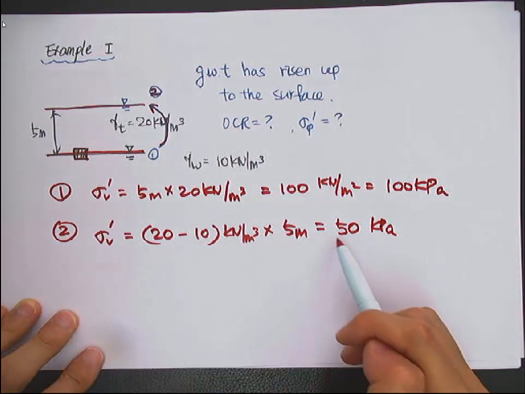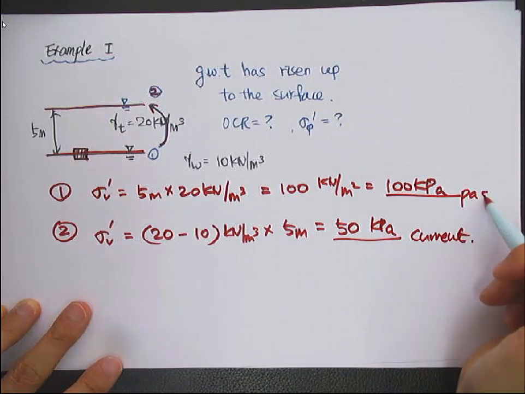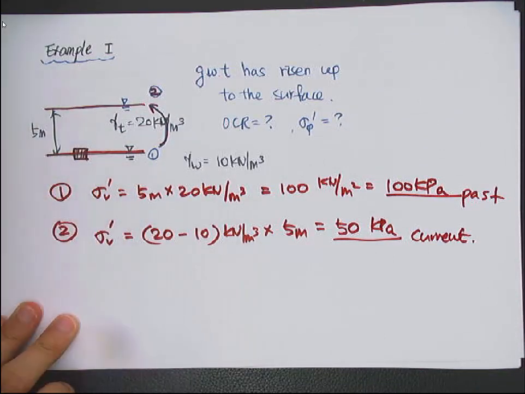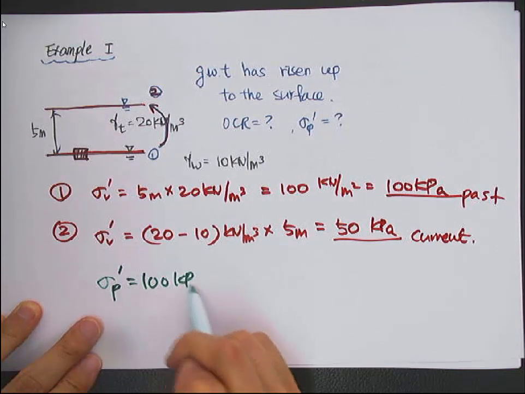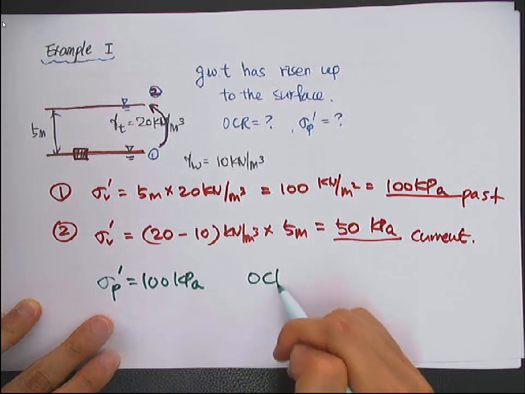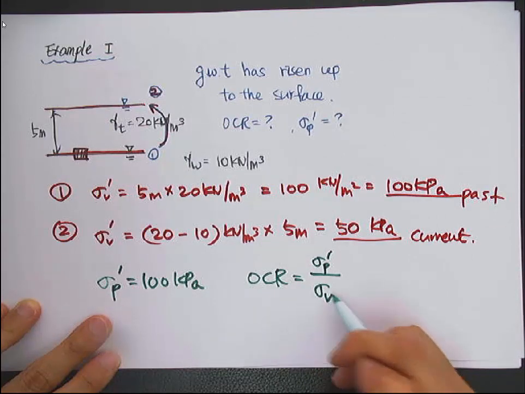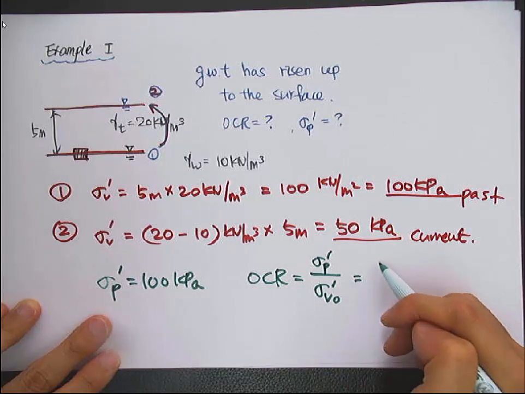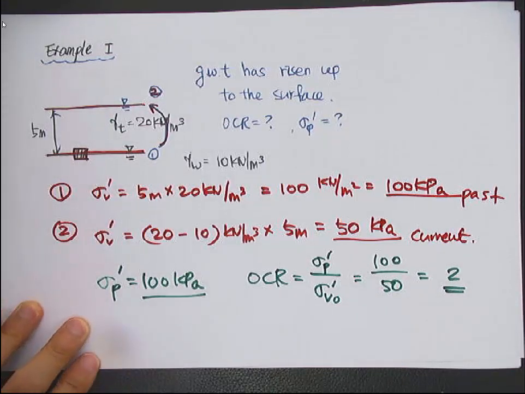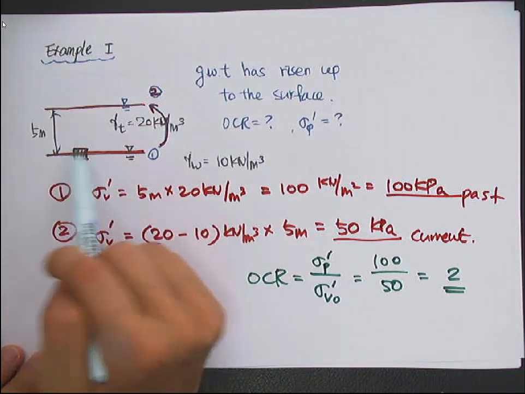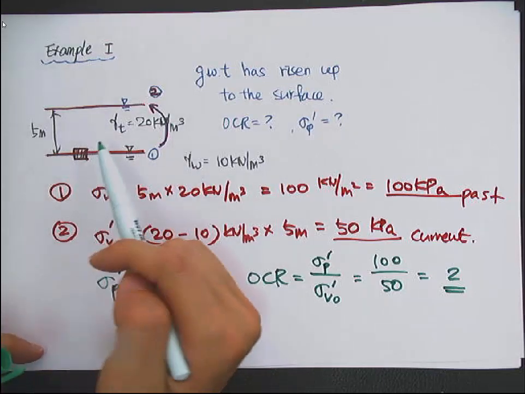So this is the current state, right? And this is the past. So the maximum vertical effective stress will be 100 kilopascal, and the overconsolidation ratio is sigma p prime over sigma v naught prime, so 100 over 50, so it becomes 2. So this soil, if it's clay, is overconsolidated clay with an OCR value of 2.